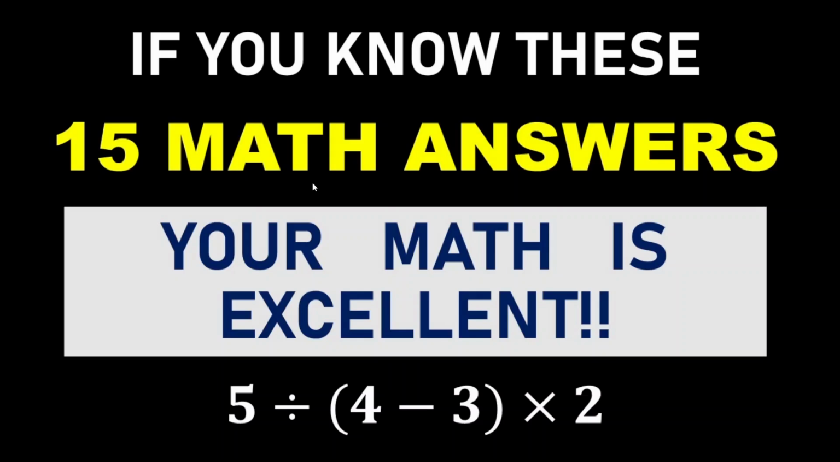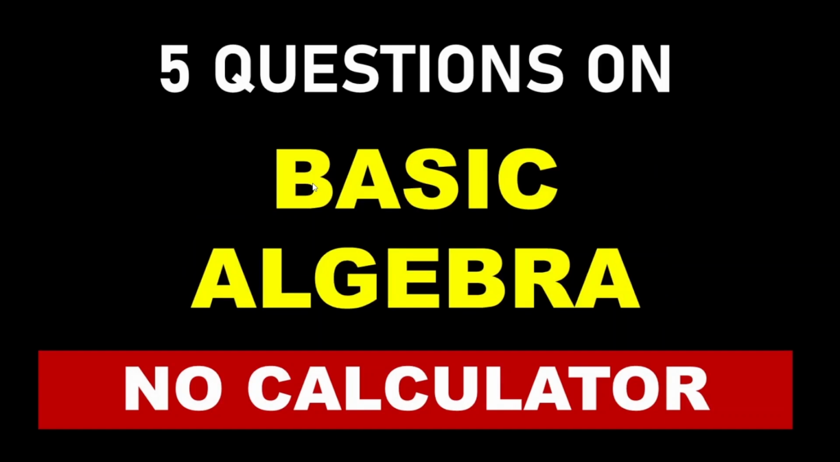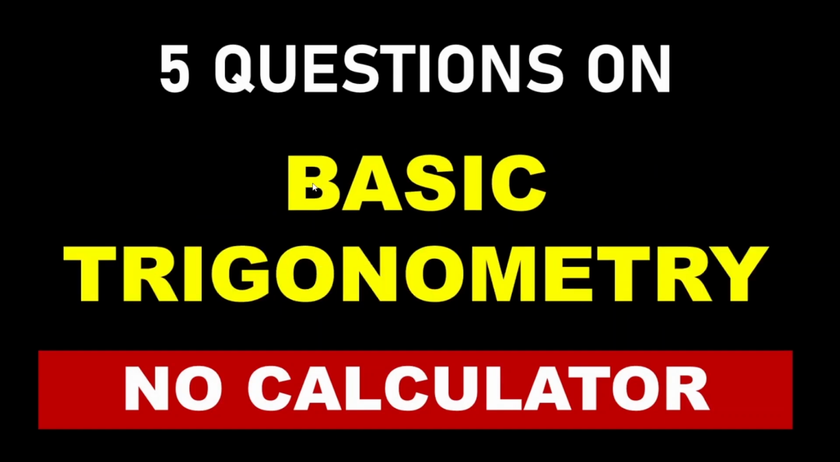There are 15 questions cutting across arithmetic operations, basic algebra, and basic trigonometry. Each question has 3 options, and you are to identify the correct option in less than 5 seconds, and with no calculator at all. But feel free to use a piece of paper and a pencil to do your rough calculations and solving, okay? All right, so without any further ado, let's get into it.